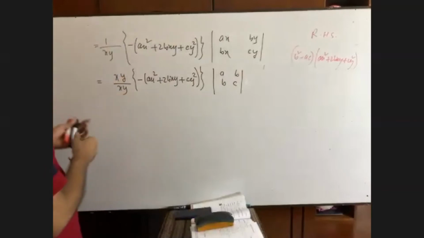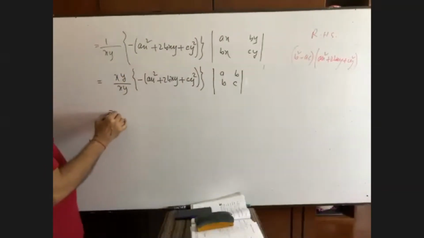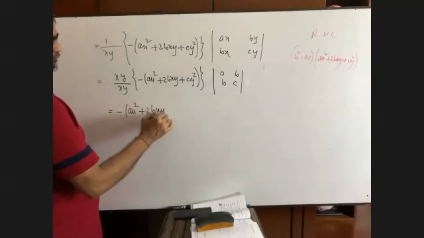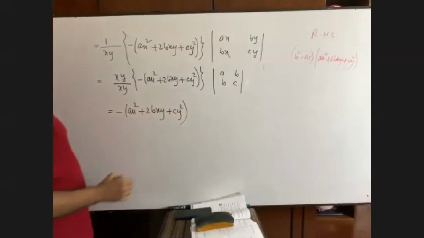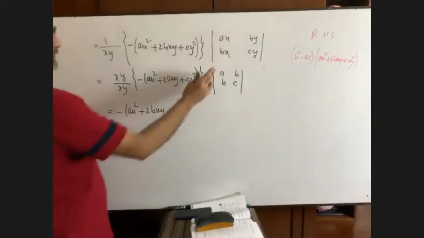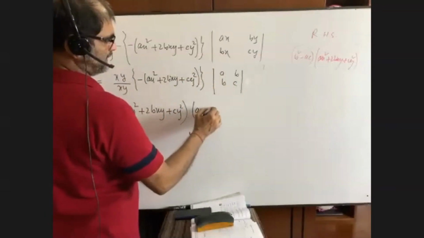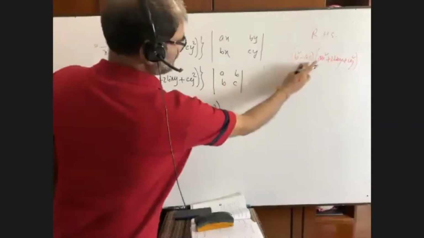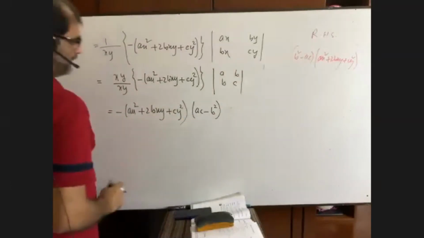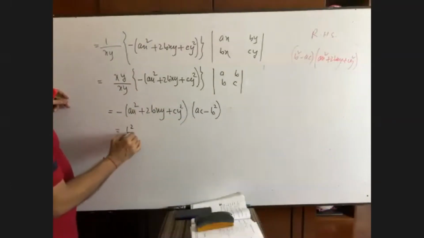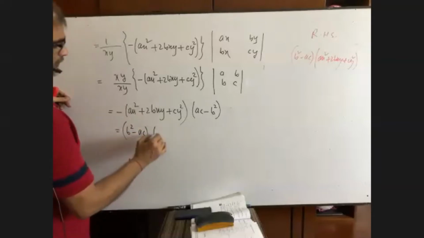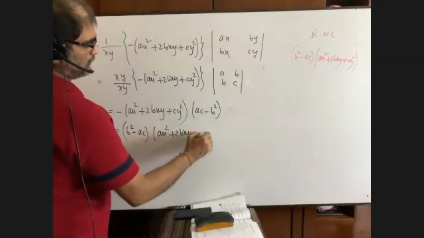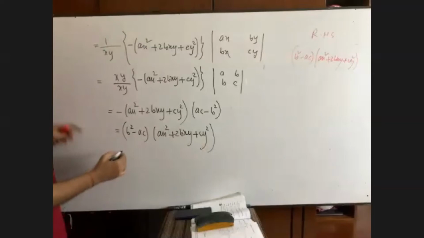This xy will be omitted. So we are left with minus ax square, 2bxy, cy square. Now you see here it is AC minus B square, but in the proof there is B square minus AC. So this minus will be here to get B square minus AC into AX square plus 2BXY plus CY square. So it is our right hand side.